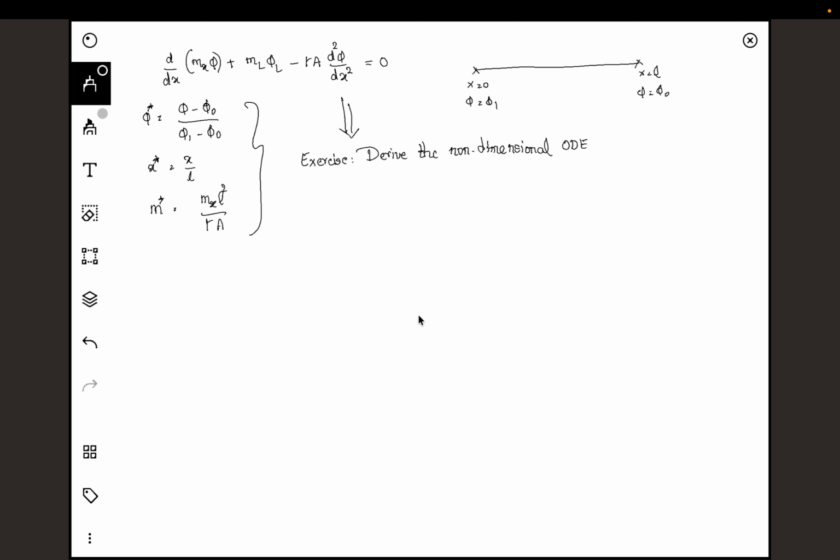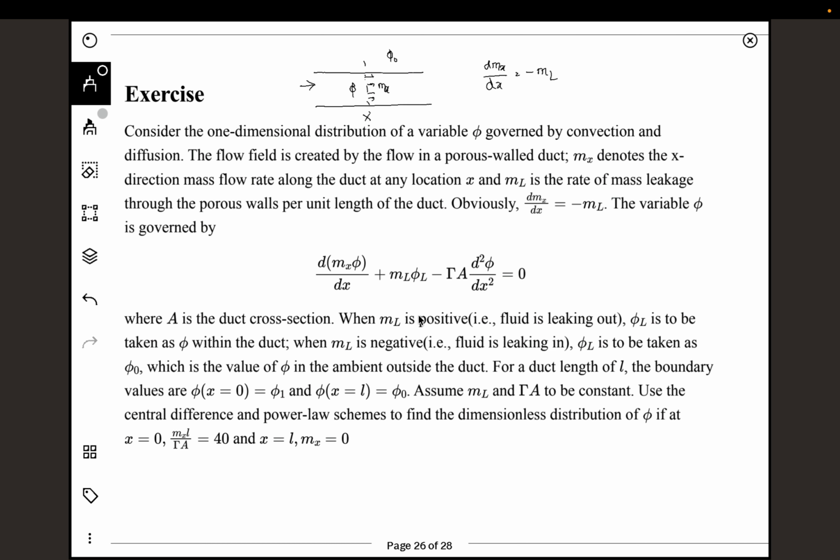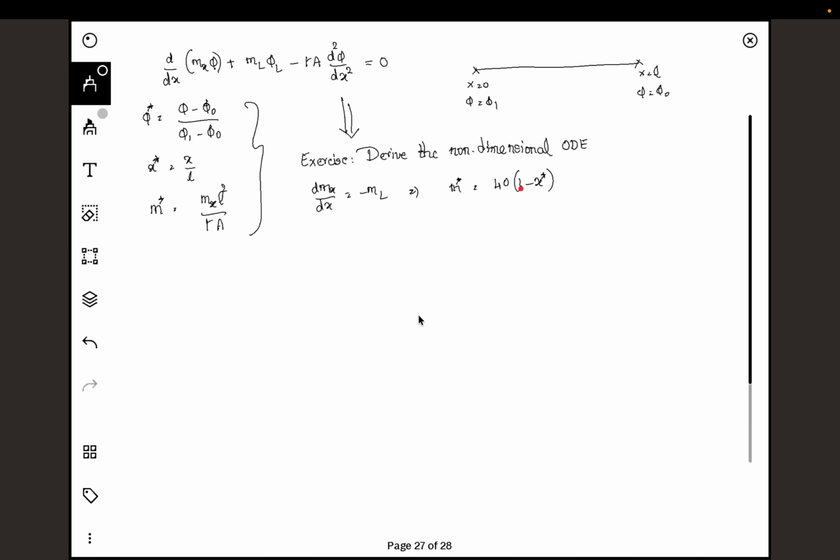So we have already done that. And then we also have one more equation, which is dmx by dx is minus ml. Now, as per the question, once you non-dimensionalize, this will give you m star is 40 into 1 minus x star. Depending on this condition, at x equal to 0 it should be 40, and at x equal to L it should be 0. Because we non-dimensionalize, at x star equal to 1 this will be equal to 0. So m star is 40 into 1 minus x.